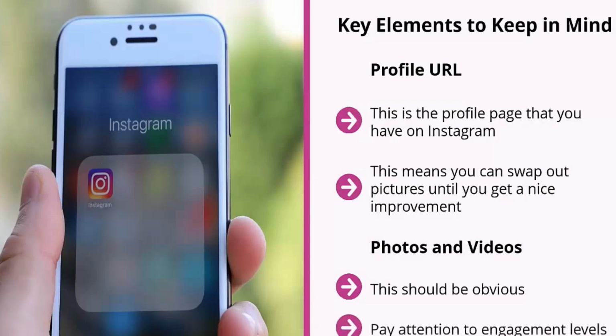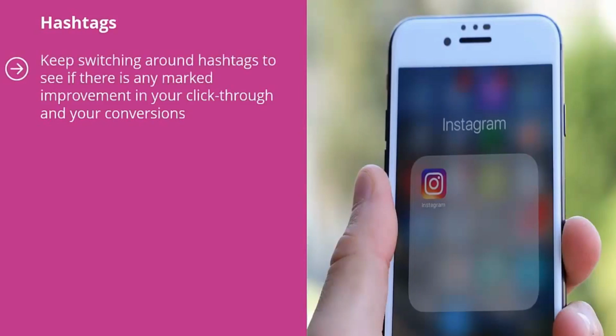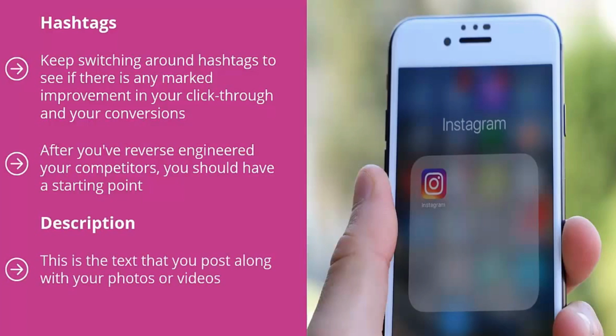Photos and videos. This should be obvious. These are the photos and videos that you post. Pay attention to engagement levels. Pay attention to click-through. If you notice that certain photos tend to get a lot more clicks, then post more of those photos. Keep posting similar photos until you can reach a sustainable high level of click-throughs. Hashtags. Keep switching around hashtags to see if there is any marked improvement in your click-through and your conversions. After you've reverse engineered your competitors, you should have a starting point. But don't end there. Keep playing around with the hashtags, customize the hashtags, and research related hashtags to see if you can get better results.